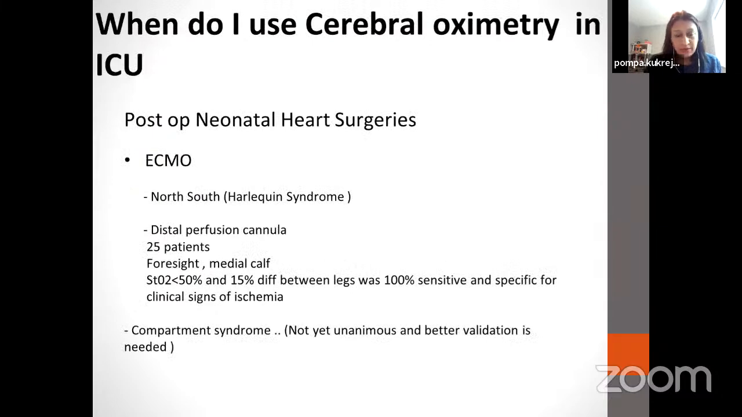And in ICU, when do I use it? We do use NIRS monitoring on ECMO. We do use NIRS monitoring on our neonatal post-cardiac surgery patients.